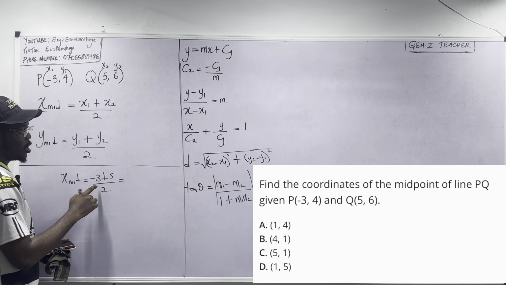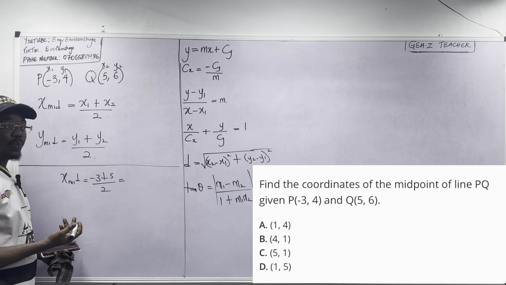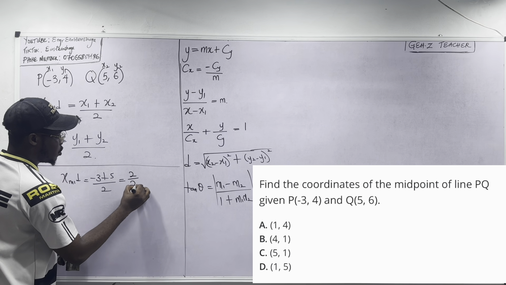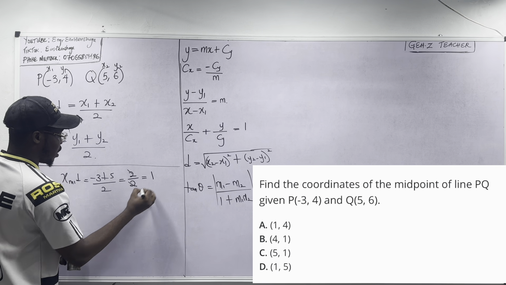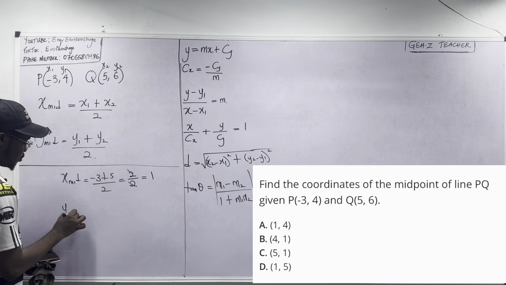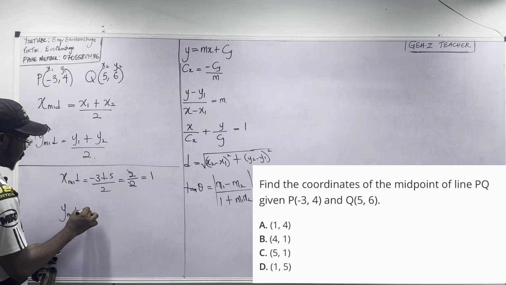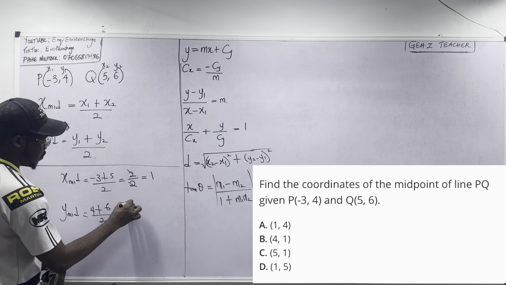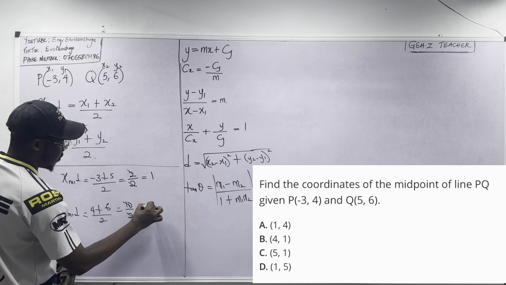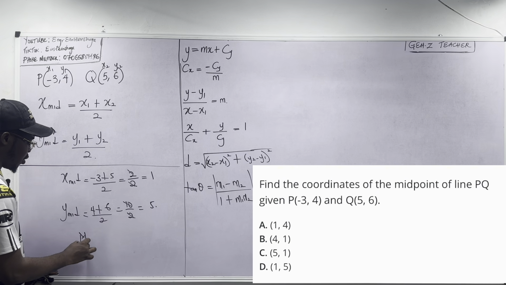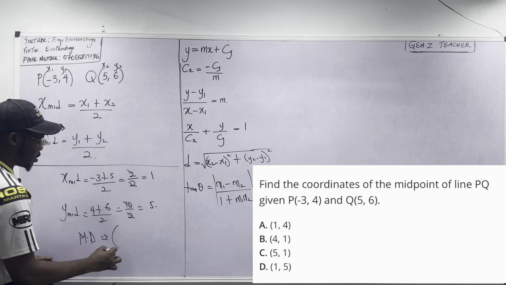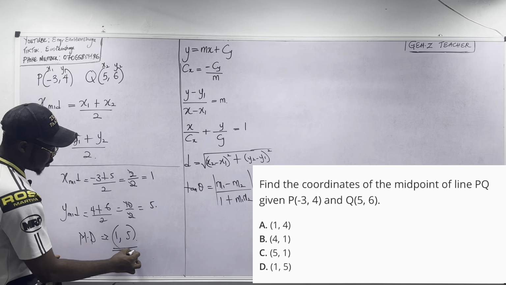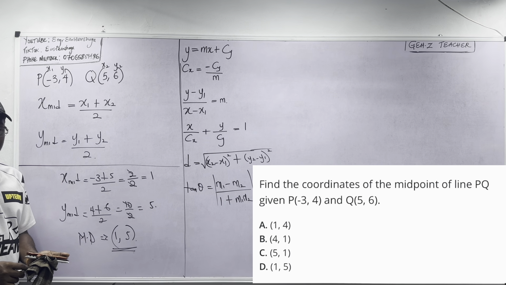So what is minus 3 plus 5? You owe 3 and then you pay 5. You don't owe anymore, you're going to have 2. So we have 2 divided by 2, and that should give you 1. And then the y mid: y1 is 4 and y2 is 6, all over 2. That gives you 10 over 2, and then you cancel out, you get 5. So the midpoint of this line in coordinate form, x mid and then y mid, is 1, 5.